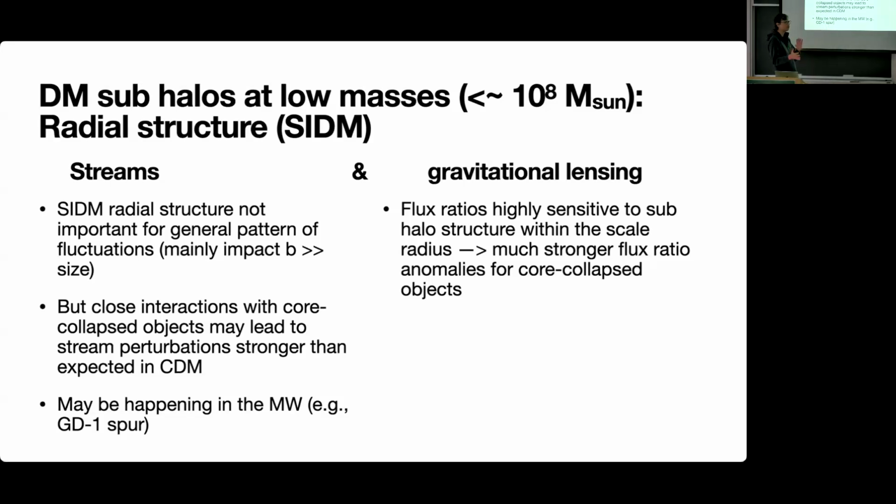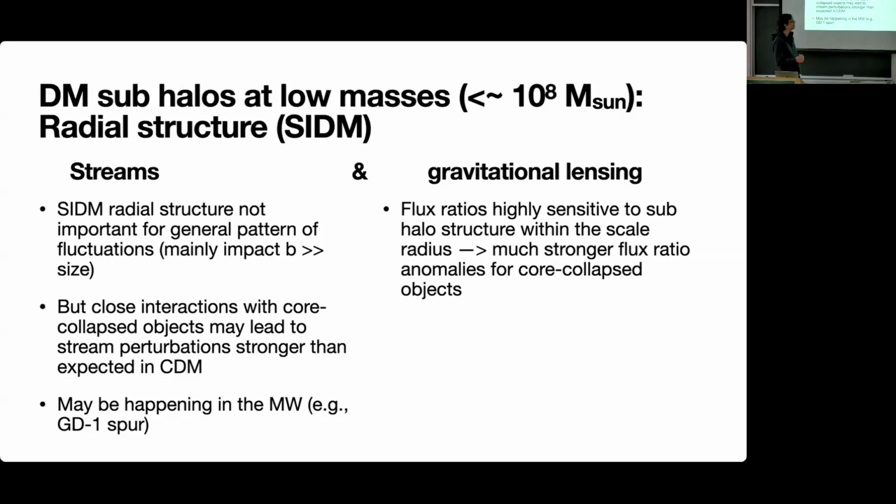In general, the whole structure of the stream will not be that affected, but you might get lucky sometimes. We expect there sometimes to be a close to direct hit. In that case, you might see a very strong perturbation if you have a core-collapsed halo that has a very cuspy structure. So this may be happening in the Milky Way. We see strong kinks in some of the streams in the Milky Way, so there's certainly something that I think requires more investigation.